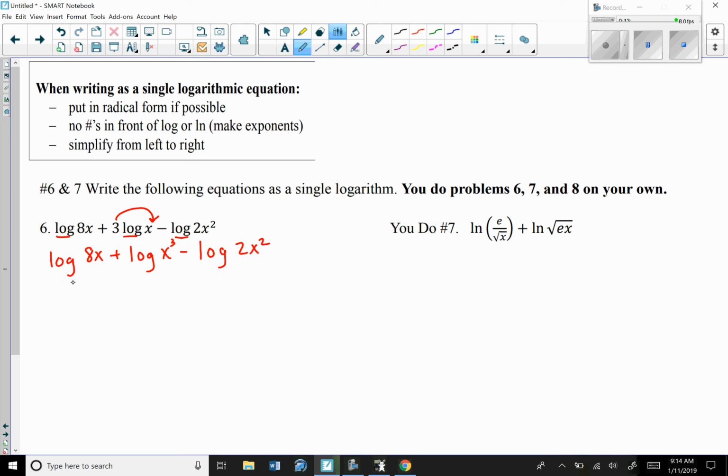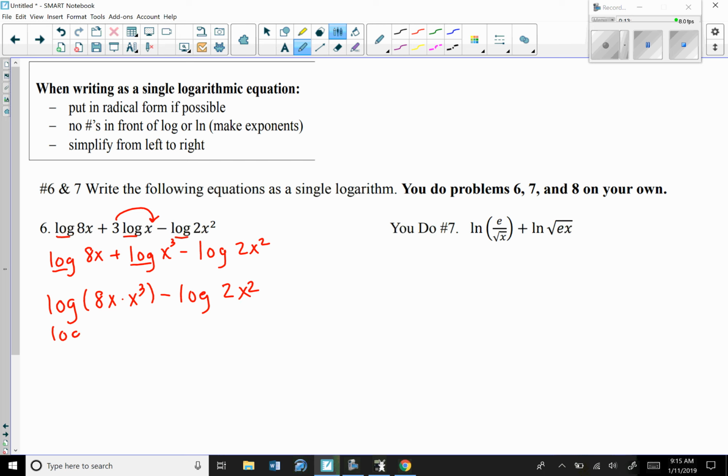So we know that our first property was the product law of logarithms. So if we have 2 logs that are being added, we can multiply the arguments together. What's inside the log is called the argument. So we can multiply the arguments together and write it as one log. So this would be the log of 8x times x cubed minus the log of 2x squared. And of course we can simplify this.